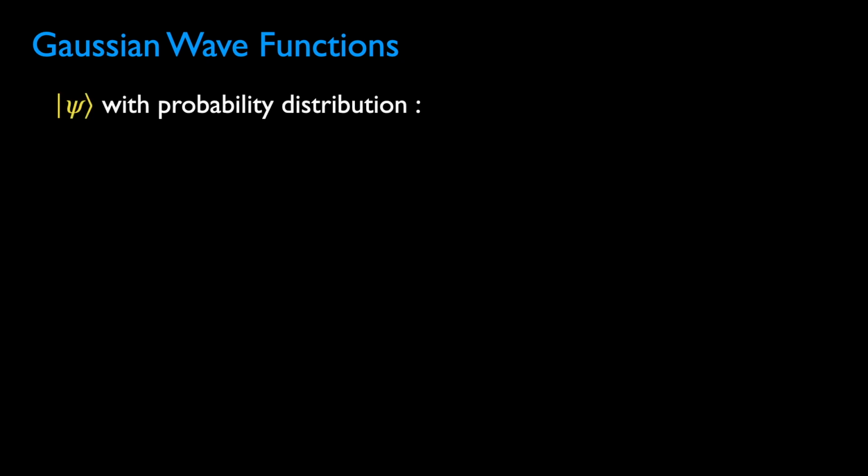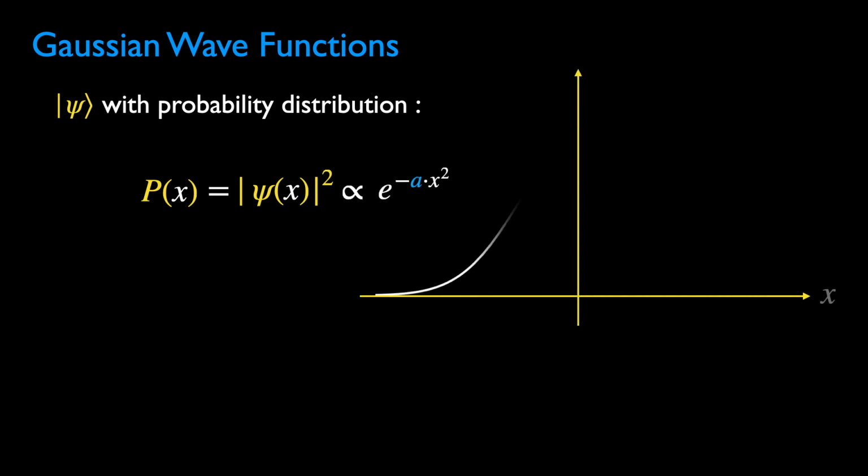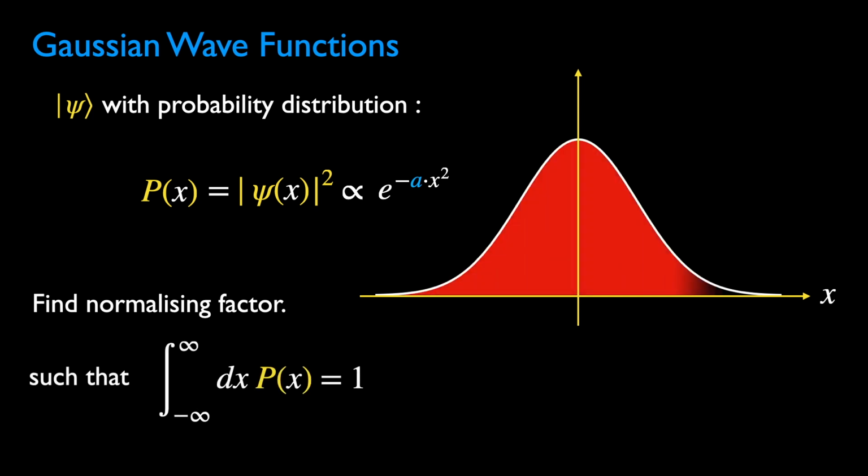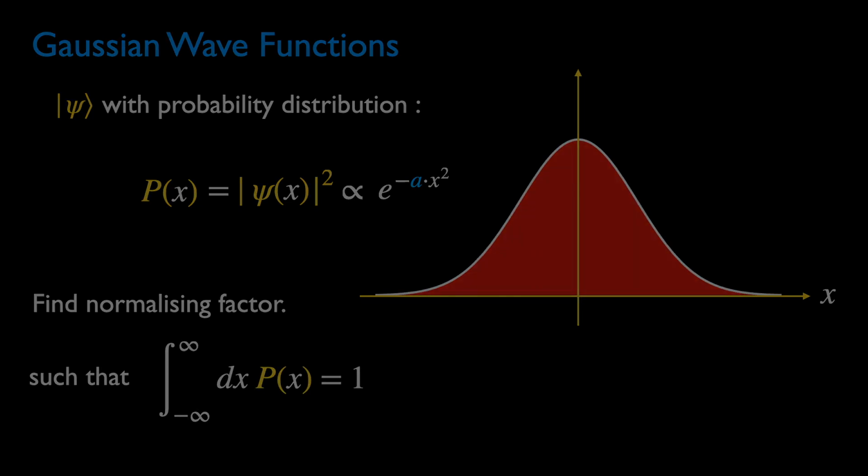We shall look at an important class of wave functions known as the Gaussians. A state described by a Gaussian wave function has a probability distribution given by a Gaussian function. In this example, we start with a distribution in position space. Let's find the normalizing factor of this distribution. To do this, we need to evaluate a Gaussian integral, where a is a constant. The solution is given by.